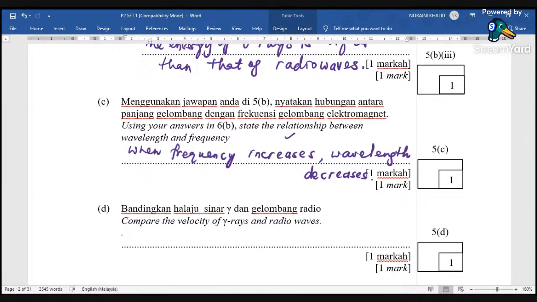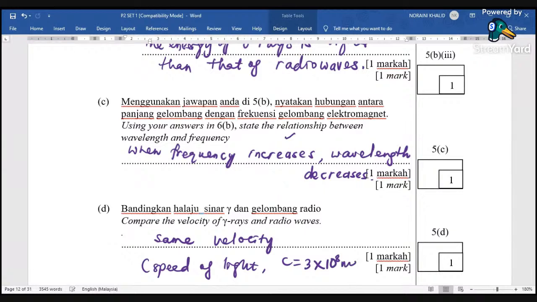Okay, compare velocity of gamma rays and radio wave: same velocity. Electromagnetic waves all travel at the speed of light, c equals 3 times 10 to the power 8. They are traveling at the same speed.